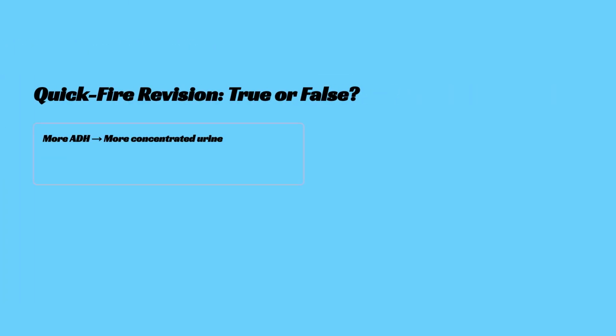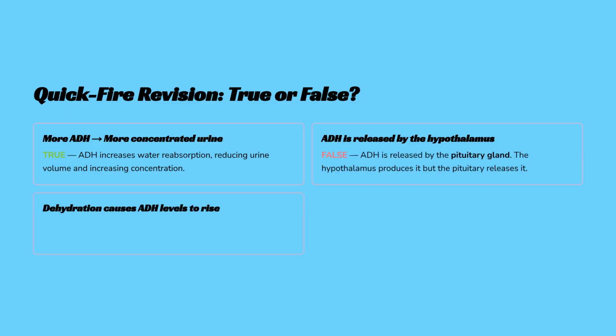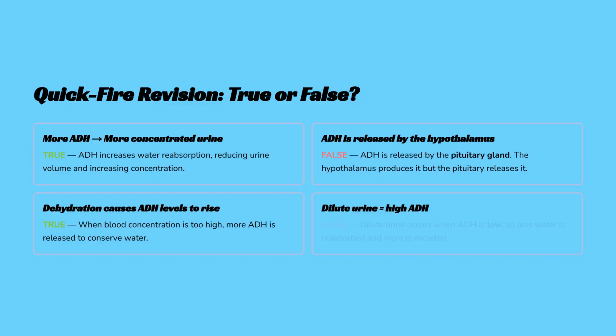Quickfire review. More ADH means more concentrated urine, which is true. The statement that ADH is released by the hypothalamus is false. Dehydration causing ADH levels to rise is true. Dilute urine equals high ADH is false.